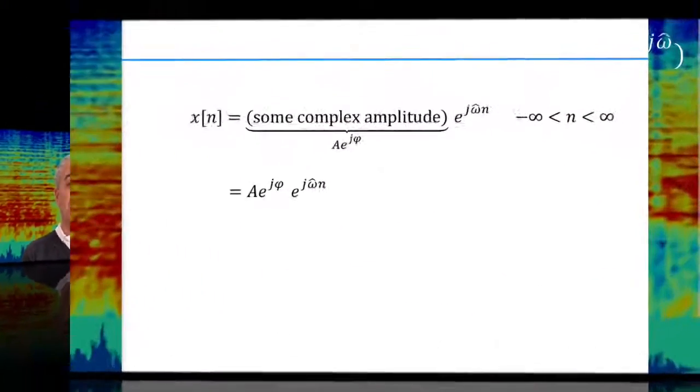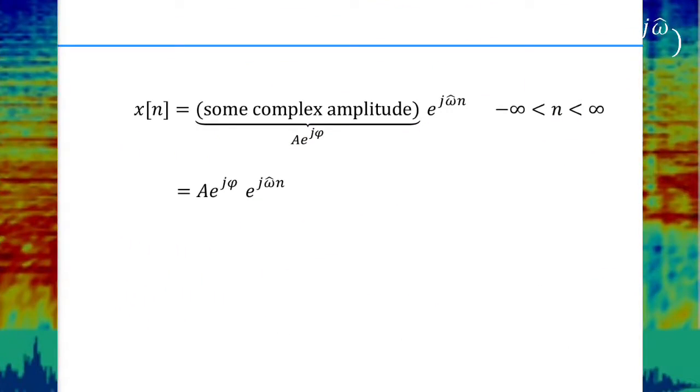Now, in the past 2 weeks you have learned to also think of discrete time signals as the sum of discrete time complex exponentials, with each exponential scaled and delayed depending on its frequency. So it is only natural to ask, what is the response of an LTI system, not to a unit impulse, but to a single complex exponential, such as the signal x of n shown here?